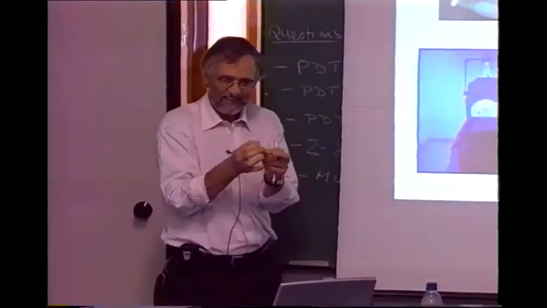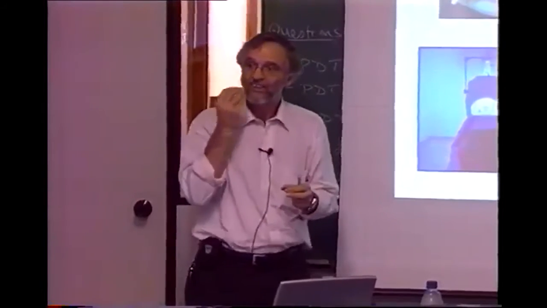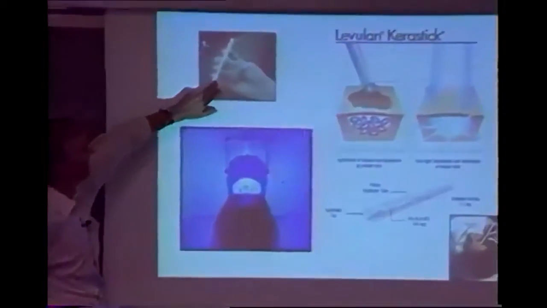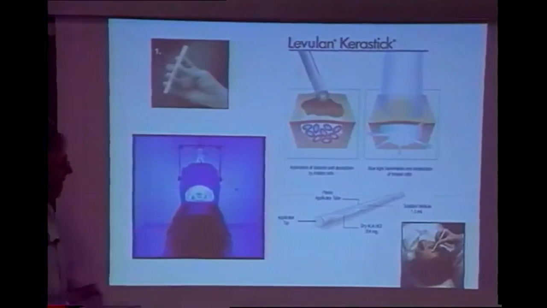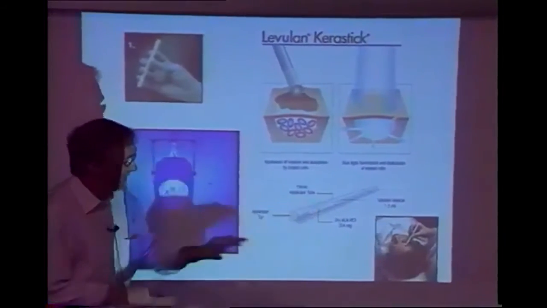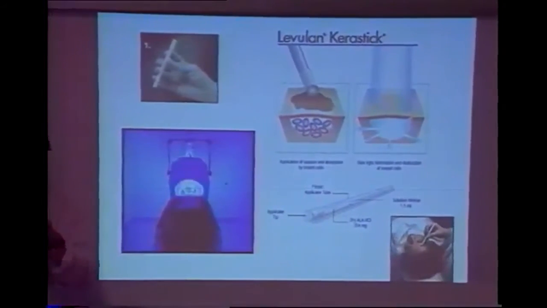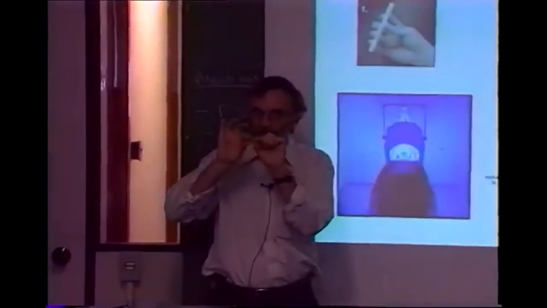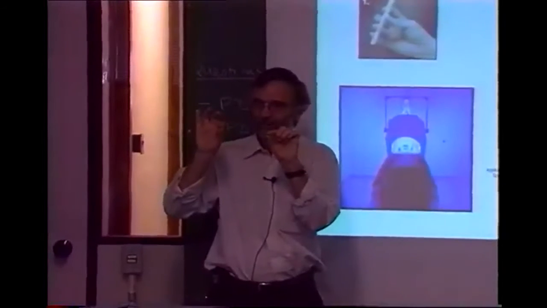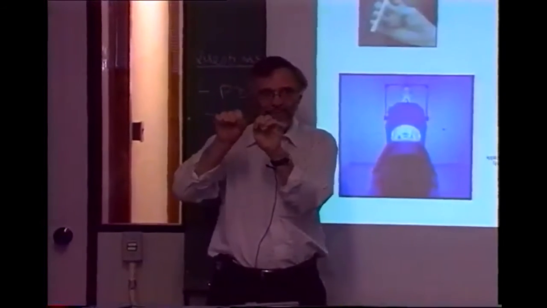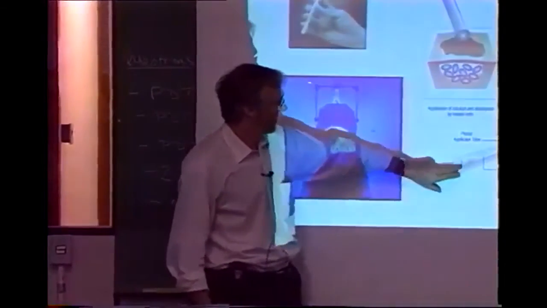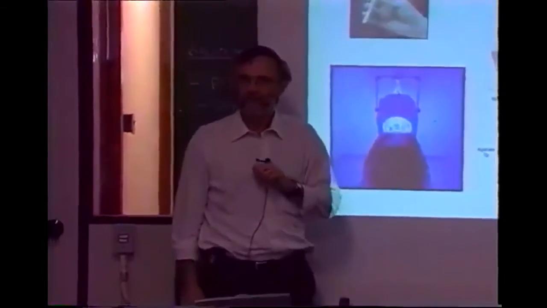How could you actually design a system to deliver the drug just onto spots? That's not trivial. So a very nice way they've done it is this so-called Kerastick, in which the drug is inside a plastic tube, and inside here, the drug is inside a very thin glass tube. And so you just bend it, and the drug is released, and it comes out onto a cotton pad.